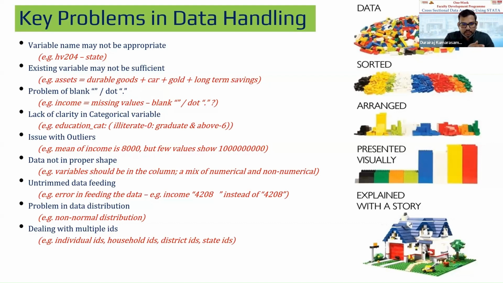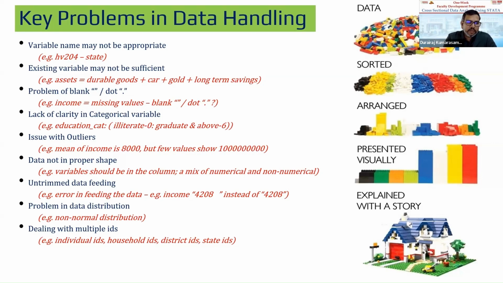So you always have to try to understand the data, figure out what the problem is, and try to resolve it. So data not in a proper shape is a major concern that you always encounter and have to resolve. The other is untrimmed data feeding. Untrimmed data feeding means, for example, for the income, instead of typing 4208 only, you are giving 4208 followed by spaces. This unnecessary space also makes the data read as a string rather than as a number. So you also have to make sure the data you feed is correct. Those also need to be cleaned so that the data is ready for analysis.